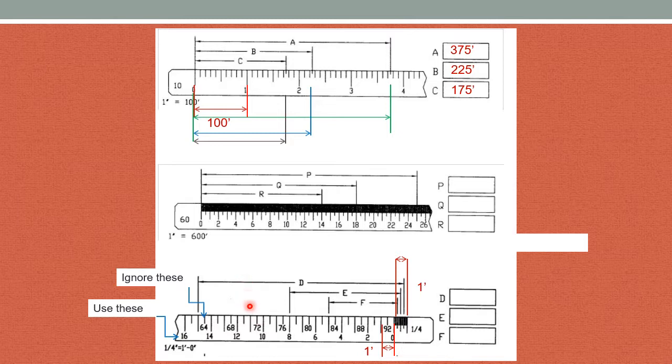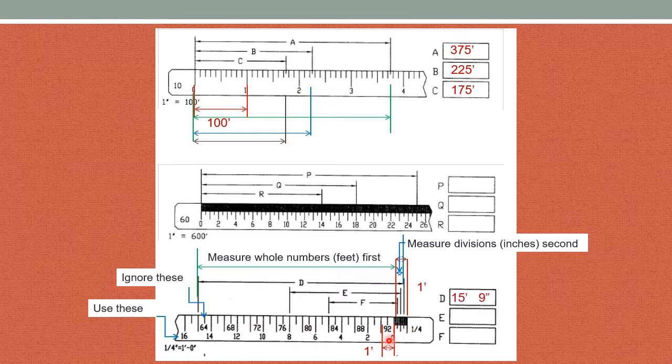So if I look at D, I measure the whole numbers first. So this is 15. And then I measure the divisions, which would be inches. In this case, this would be 6 inches. This would be 12. So this would be 9 and 3. Gives me 15 feet 9 inches. E would be 8 foot and 6, and F would be 5 foot and 2.